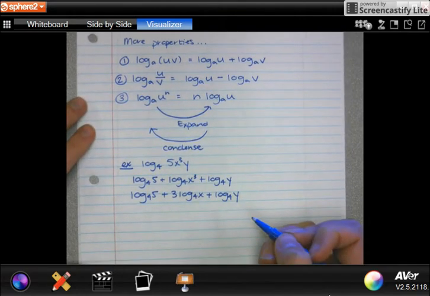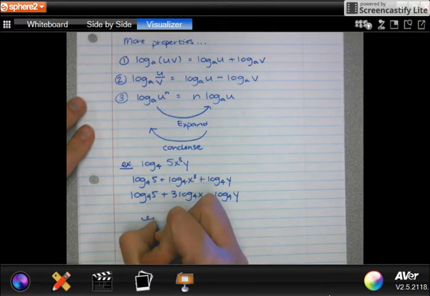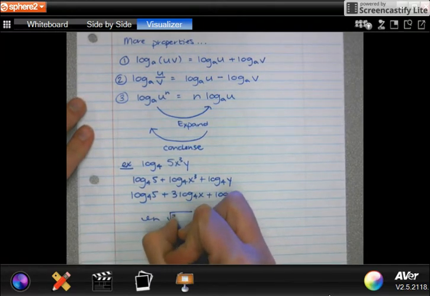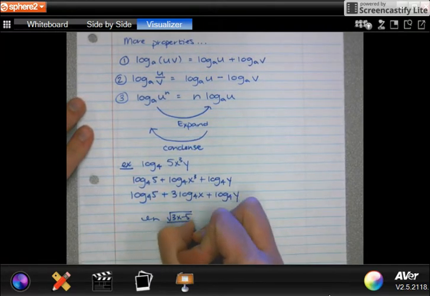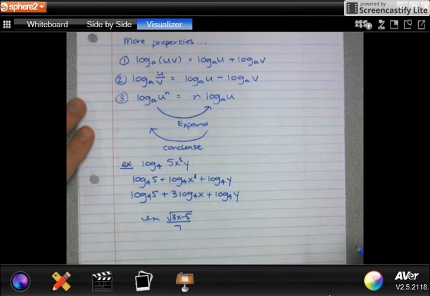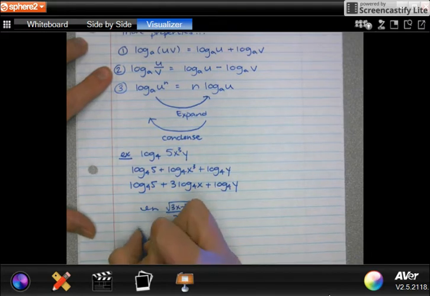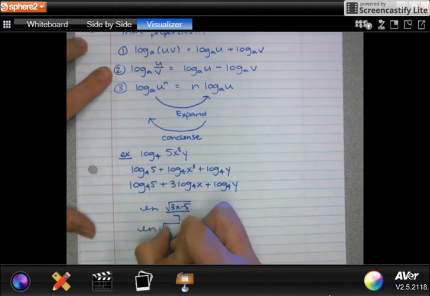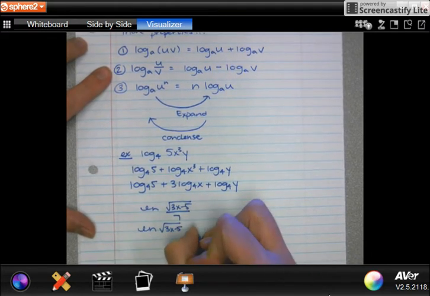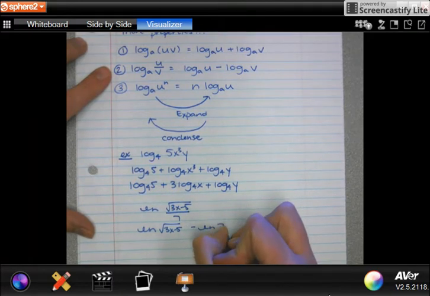One more example for expanding. If we have natural log of 3x minus 5 over 7, these two things are being divided, so the first thing I would do is use the second property to rewrite it as the natural log of 3x minus 5 minus the natural log of 7.